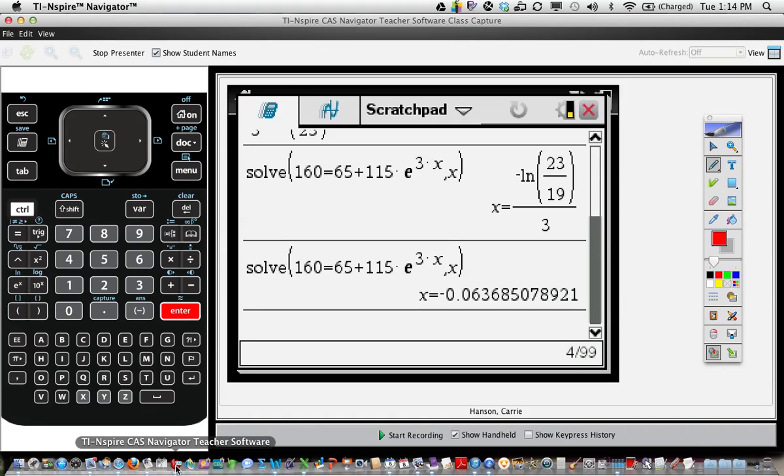Okay? And while she's doing that, the other question I could have asked there would have been, instead of saying how hot's the coffee after 5 minutes, I could have said, how long does it take the coffee to get down to 120 degrees? What would have been different there? You just put the 120 in for the Y and solve for T. There you'd have had to do a solve thing.